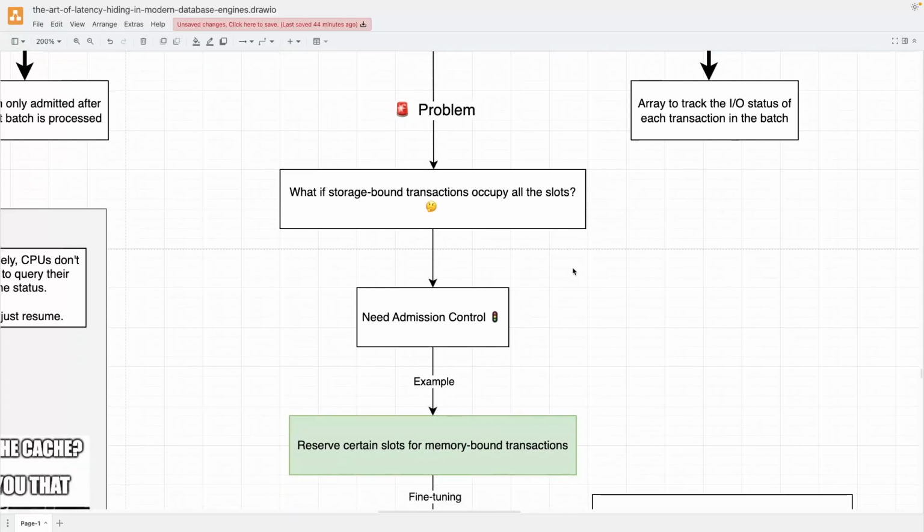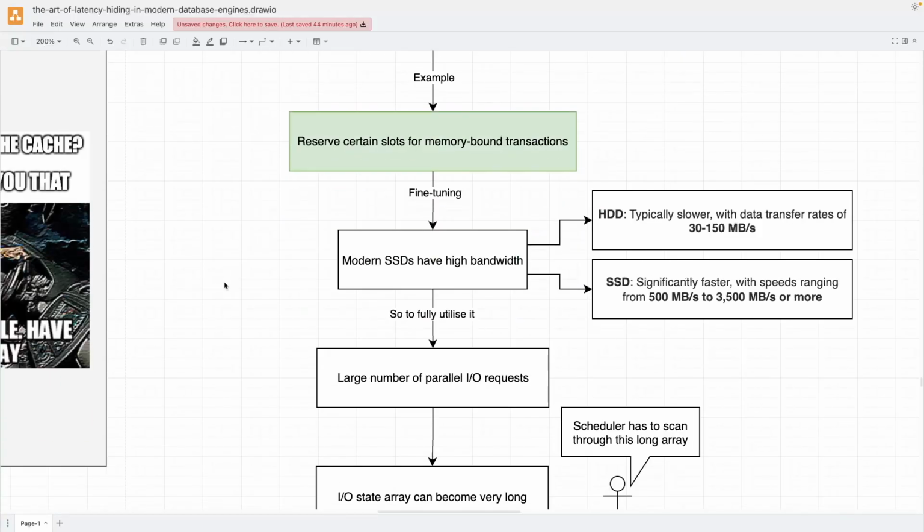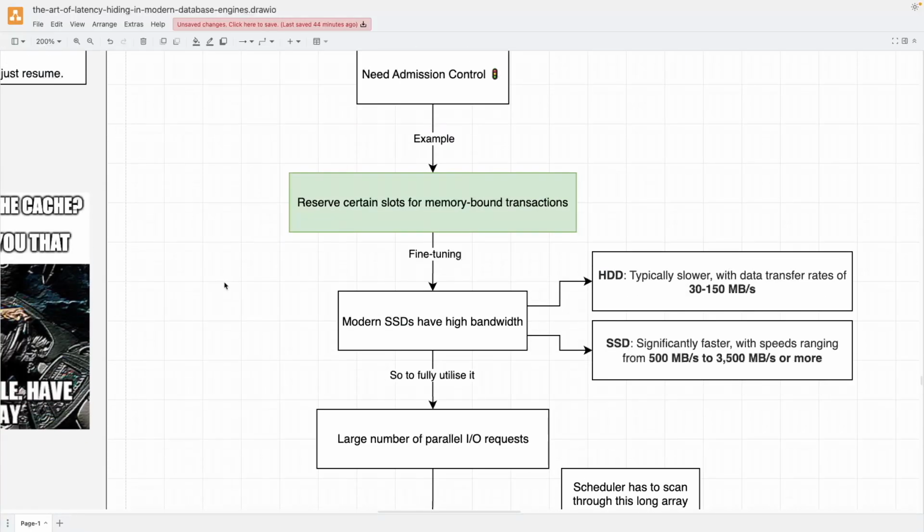So the authors note that in such cases, you need to have admission control. You need to be able to control what types of transactions you take in your batch. So the approach is simple. You reserve certain slots for memory bound transactions, and the others you keep open for any type of transaction to come in. That works quite well. It solves the problem to a very good extent. The authors actually note that for some database engines, this actually is a good enough solution. And even MosaicDB can do this.